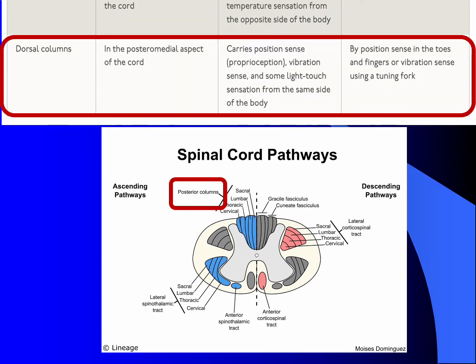The dorsal column is located over the posterior medial aspect of the spinal cord. The main function of this tract is to transmit proprioception and vibration sensation from the same side of the body to the sensory cortex. For conscious patients, we assess the function of the dorsal column by checking the position sense of toes and fingers, or vibration sensation by using a tuning fork.